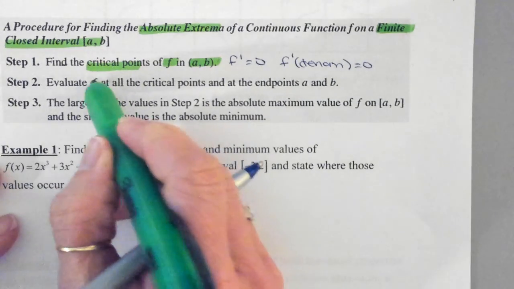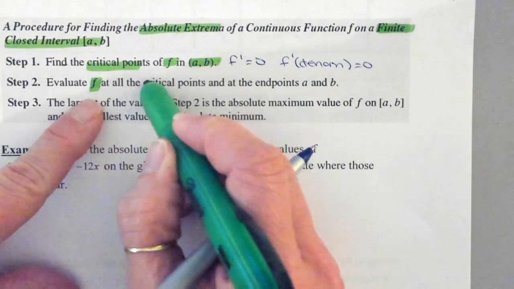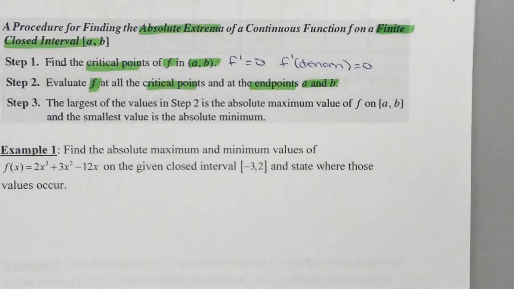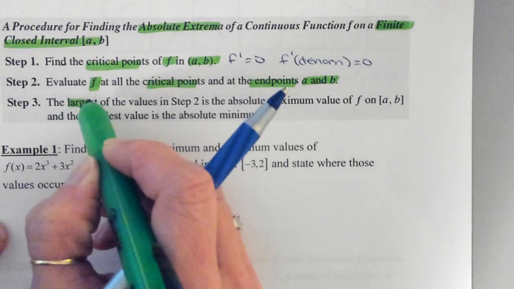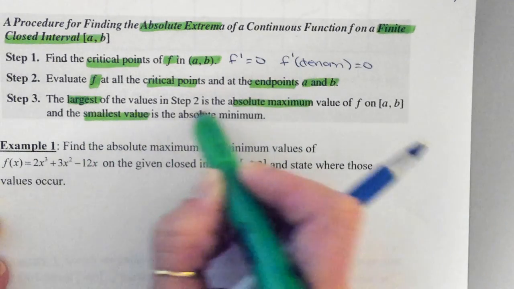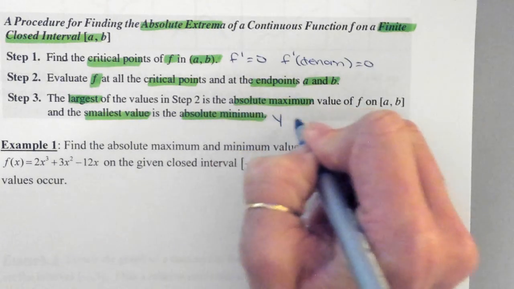Then what we want to do is evaluate f at all critical points and the endpoints, a and b. So this is what's different. In the relative case, we would put those critical numbers from the derivative on a number line and test them in the derivative. We are now testing these critical numbers, critical points, in the original function because we want to know the absolute extrema for the function itself, not for the derivative. So the largest value, meaning y value, is the absolute max, and the smallest value is the absolute min. And remember, we are looking for the y value.